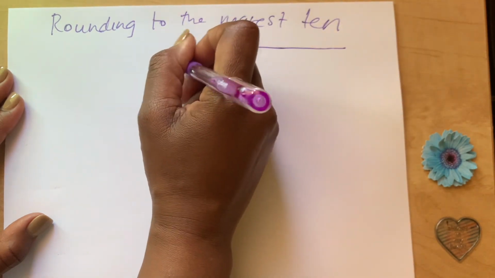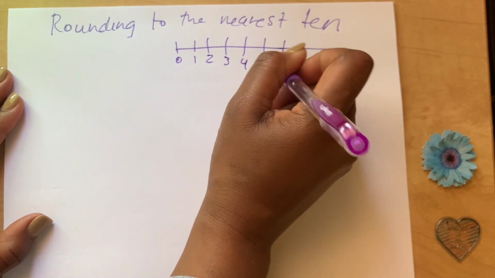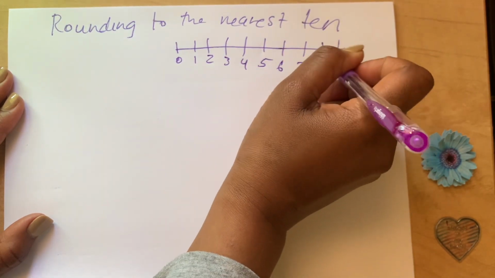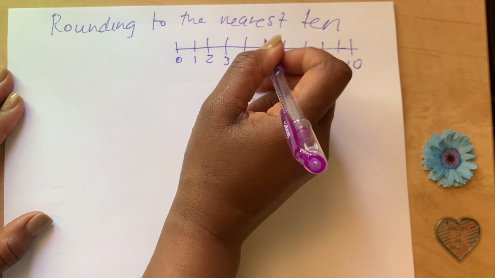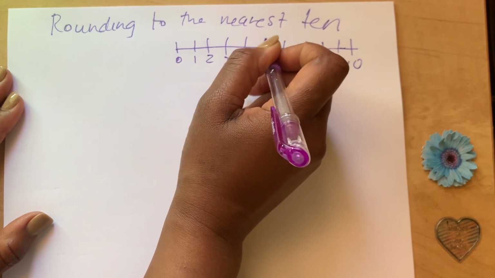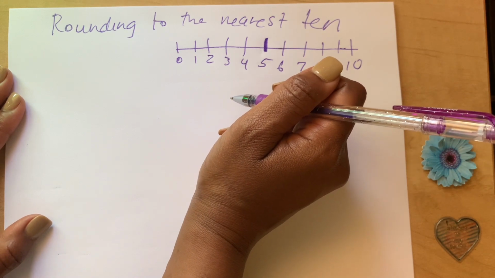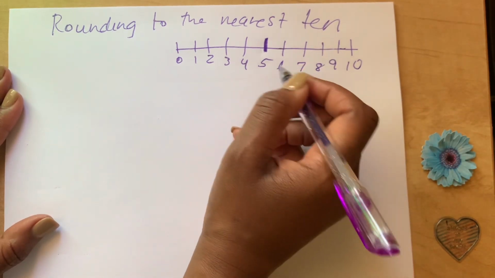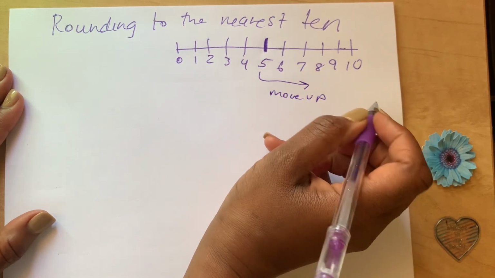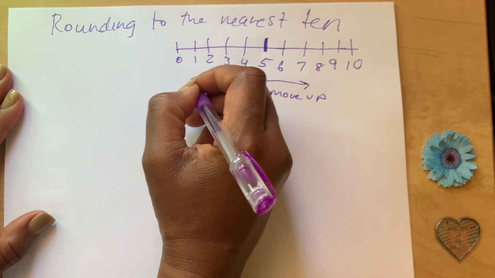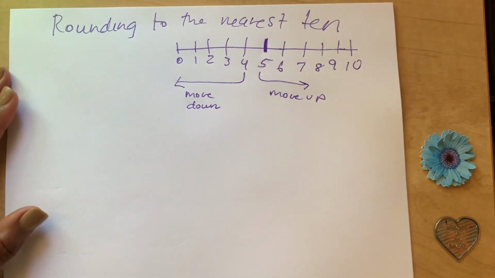So here we have just a number line to 10, and we're going to be looking at the number 5. When we're rounding to the nearest 10, the ones place value will show us if it's 5 or greater to move up to the nearest 10. If it's 4 or less, we're going to move down to the nearest 10.